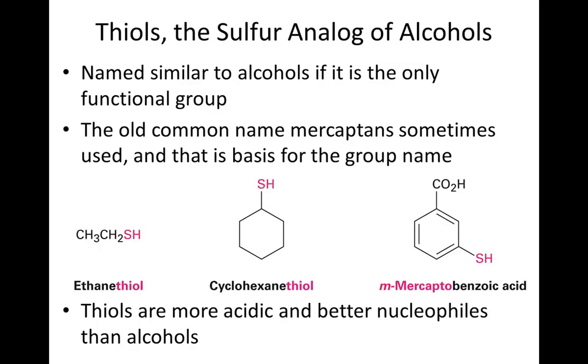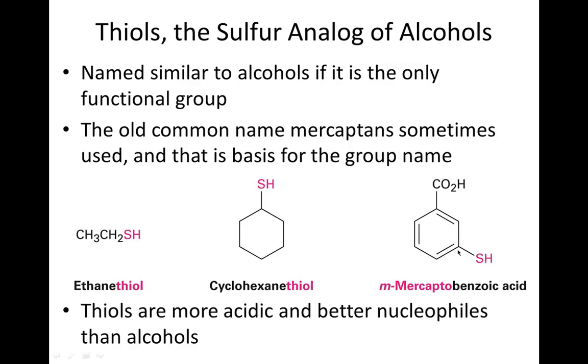Okay, so we have a little bit of information to talk about regarding sulfur compounds, and these thiols are the analogs of alcohols, and so the nomenclature is going to go similar to the way alcohols go, as long as it's the only functional group. And you'll also hear the old common name mercaptan sometimes used, and that's the basis for the group name. So if you had just a simple molecule like this, ethane thiol, it's very similar to the alcohol name, or cyclohexane thiol. And here's the group name.